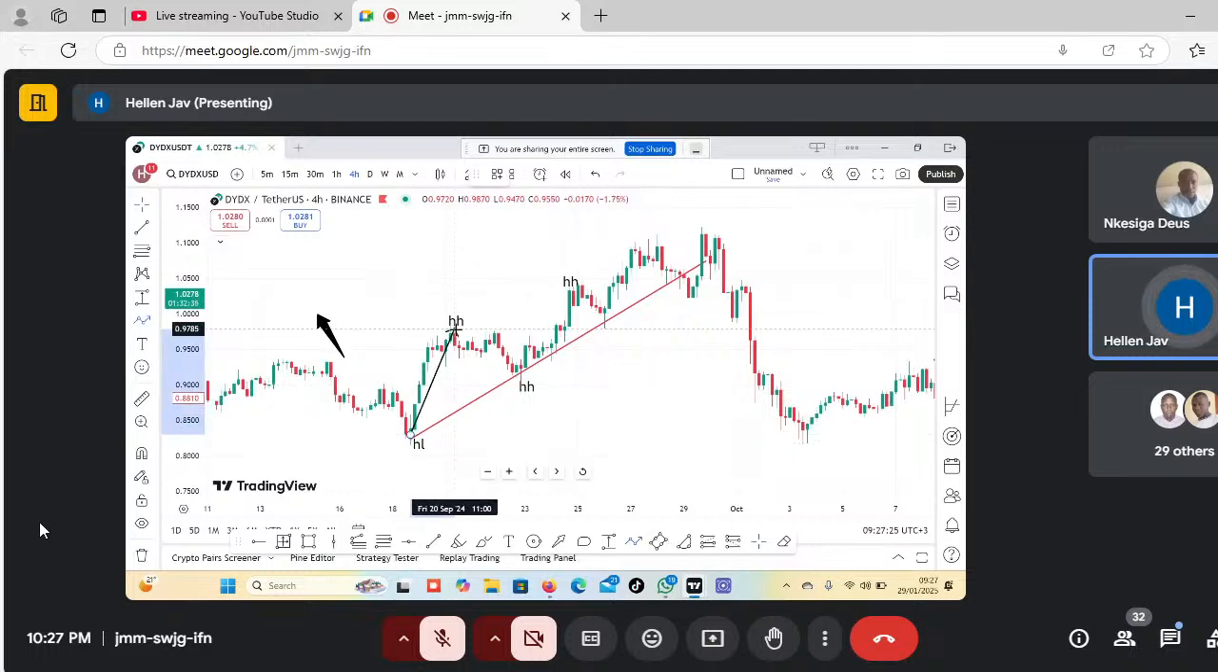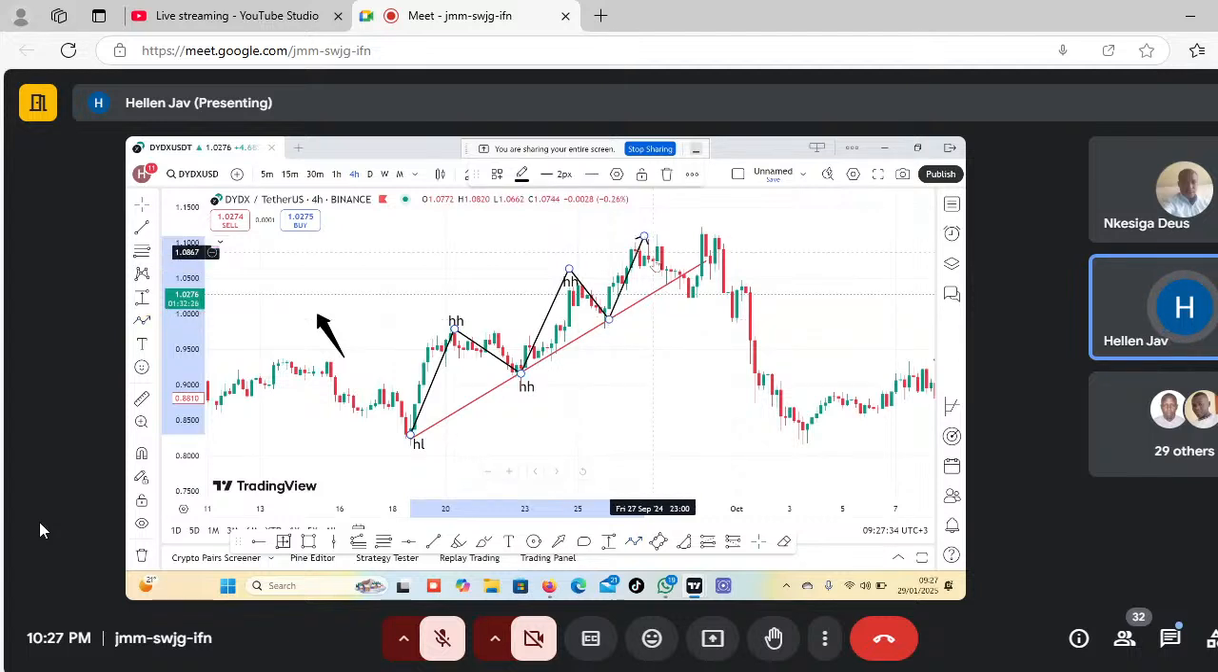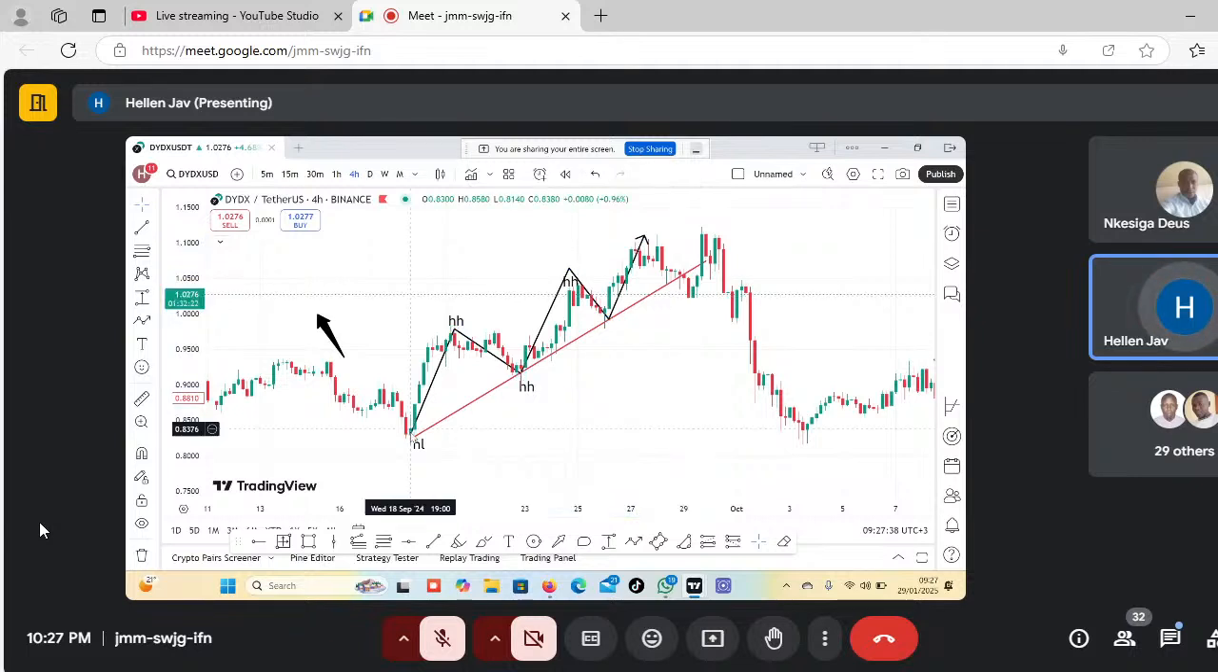Okay, it went here and formed a higher high. It came here and formed a higher low. It came here, formed another higher high. Came here, formed a higher low. Came here, formed a what? Another higher high. Okay, so meaning that if this market came from here, it formed this point of higher high.